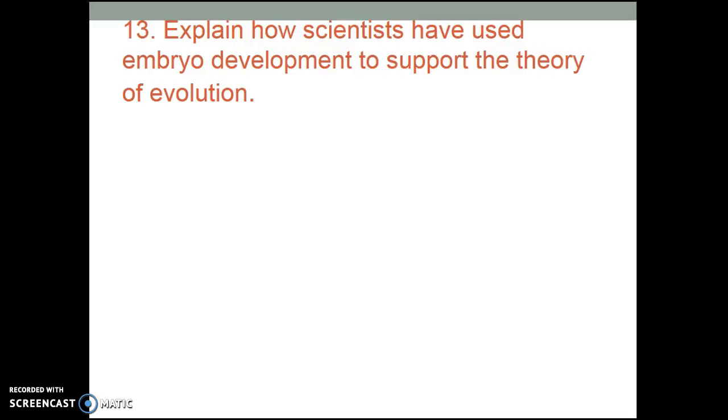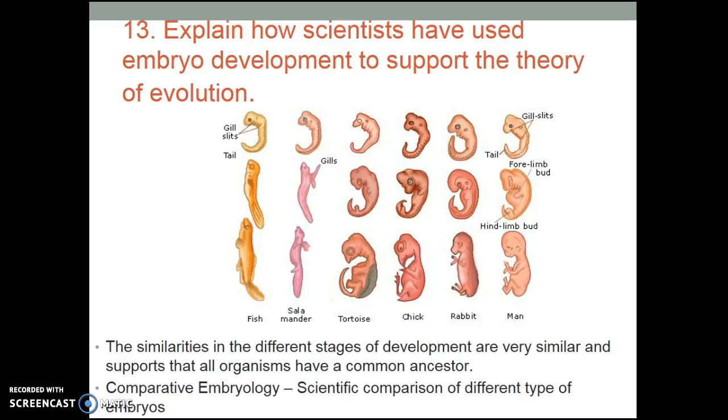Explain how scientists have used embryonic development to support the theory of evolution. That would be these embryos. They're comparing different stages of development and the similarities between those stages. That is called comparative embryology.